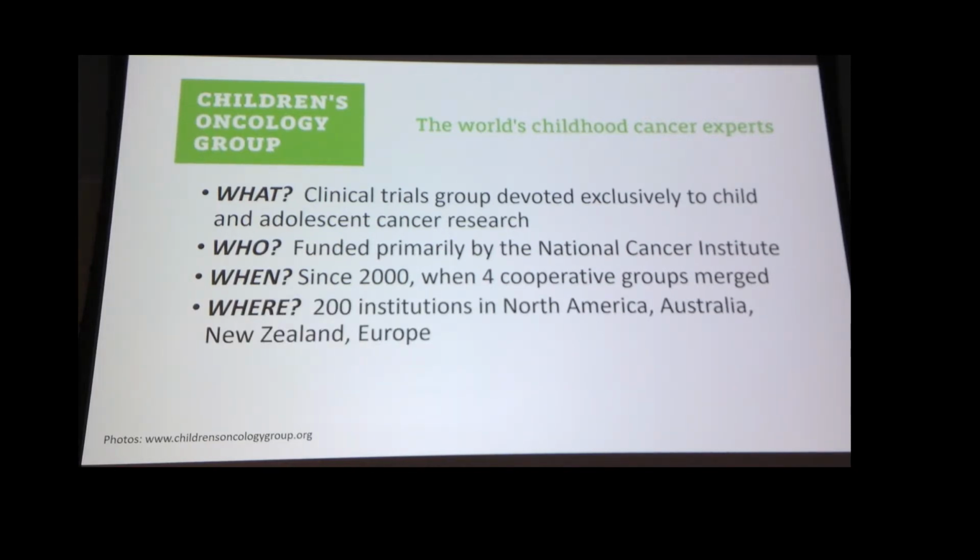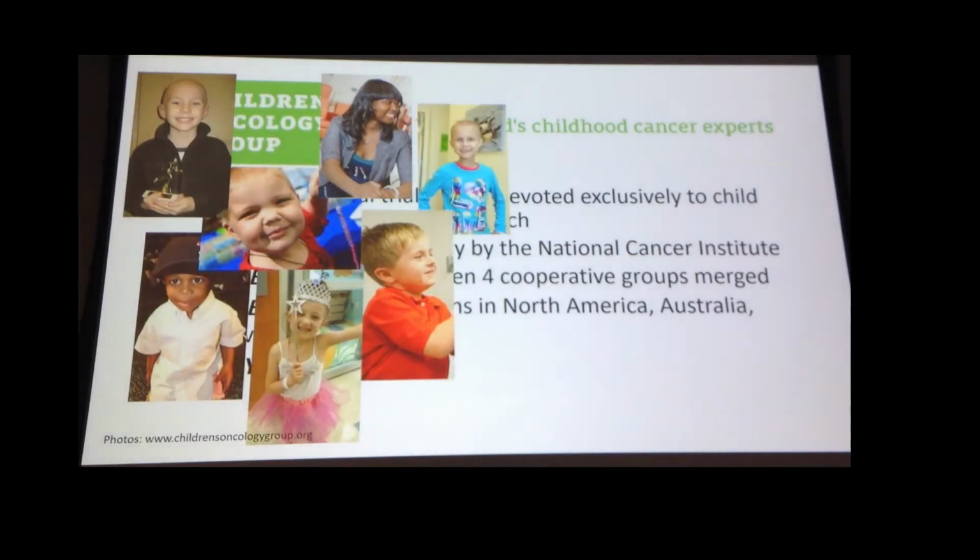It includes 200 institutions in North America, Australia, New Zealand, and Europe. 90% of children with AML in the United States are managed by one of these institutions that are part of the COG. So that's the what, who, where, when, and why. And I just want to say, if you're wondering why, this is why.